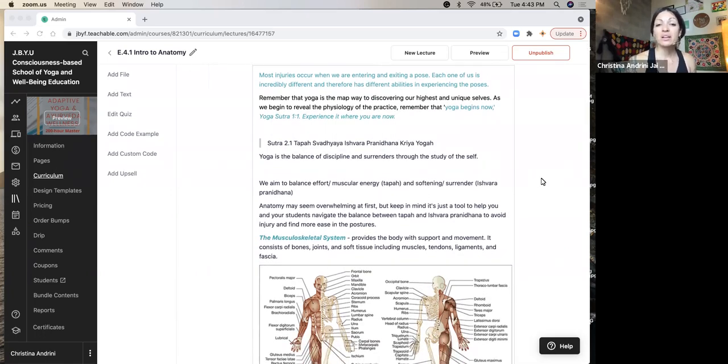We open up here with where most injuries occur: when we are entering and exiting a pose. I'm pretty sure we've all probably experienced that before, maybe moving from warrior one to warrior two.